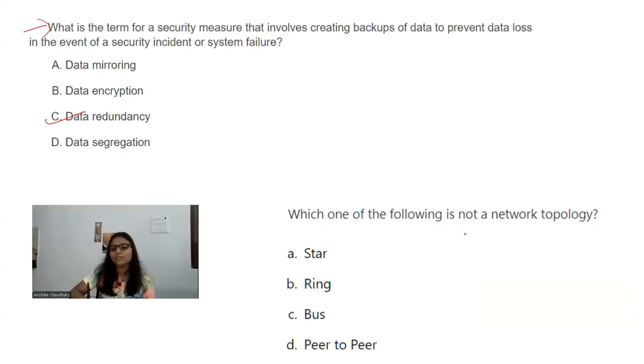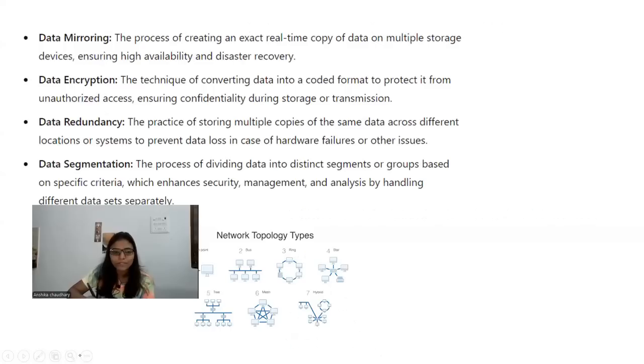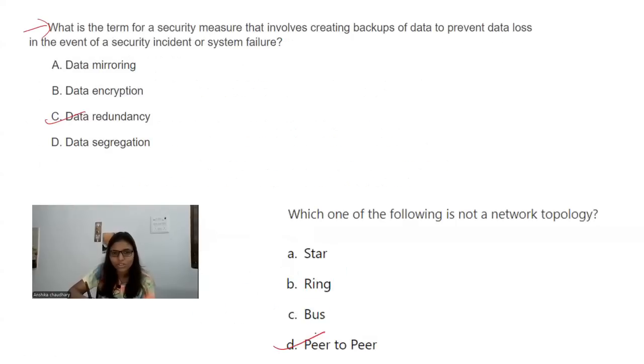Which one of the following is not a network topology? There are, I guess, 5 to 6 topologies like star topology, ring topology, bus topology, hybrid topology, tree topology, mesh topology, and maybe one or two more. And this is peer-to-peer. Peer-to-peer is a kind of network architecture, but not a topology. So peer-to-peer will be the correct answer for this particular question.